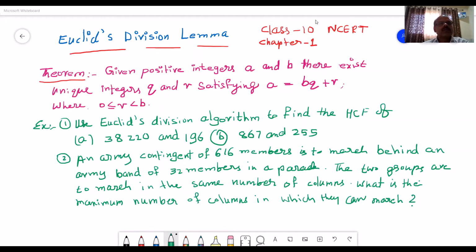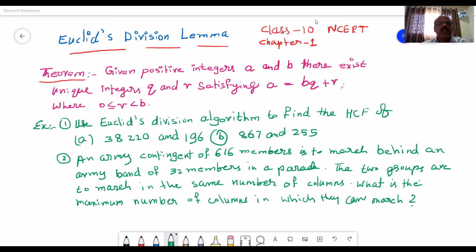Today our topic is Euclid's division lemma, and this is from NCERT syllabus class 10, chapter 1. What the theorem is saying: given positive integers a and b, there exist unique integers q and r satisfying a = bq + r, where r is greater than or equal to 0 and r is less than b.